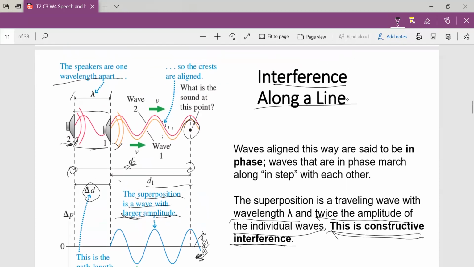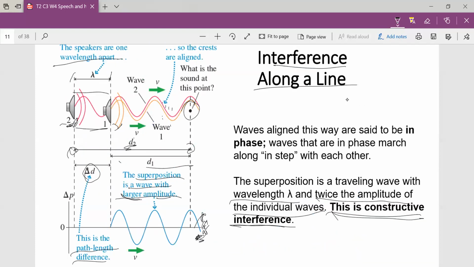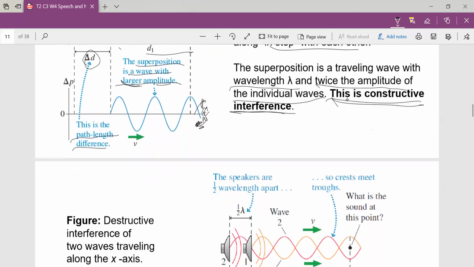So typically, we have a constructive interference, and that is why you can hear the sound at that point to be a sound with a larger amplitude. So the waves align in a way that we use the word that they are in phase to describe it. So the waves are in phase, that means they match step by step to each other and they can combine perfectly to form a stronger wave.